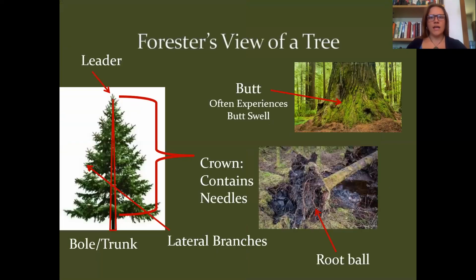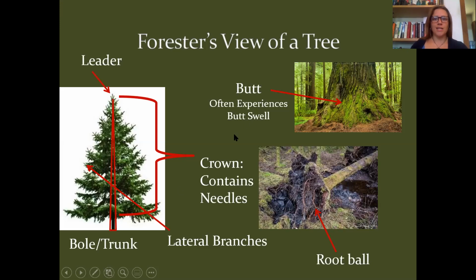First of all, here is a view of a tree from a forester's perspective. Some of these terms may be familiar, but some may not be. We'll start over here on the left. The crown of a tree is the part of the tree that has leaves, and in the conifer trees that we primarily have in this area in Nevada, those are needles. The leader of the tree is the top of the tree, and the branches that go out to the side are called branches or lateral branches. Then as we come down to the trunk, that's also sometimes called the bole of the tree.